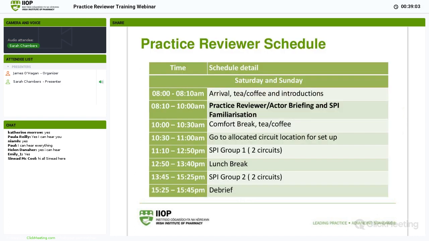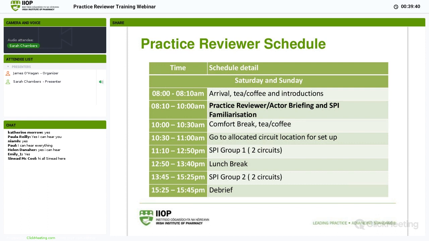And this is what it will look like for yourselves. So we have an earlier start. From 8 o'clock in the morning, we'll have teas and coffees, give you all a chance to arrive and settle in. Then the next part is a really important part of the day. It's time that we've dedicated for the practice reviewer and the actor to become familiar with the SPI. So you'll get the practice case, and you'll get the details of your case for that day. And this is really crucial timing to become familiar with the SPI cases and with the actor as well.